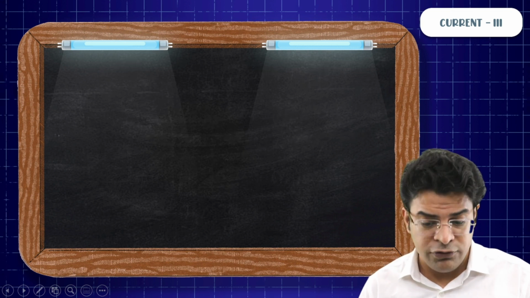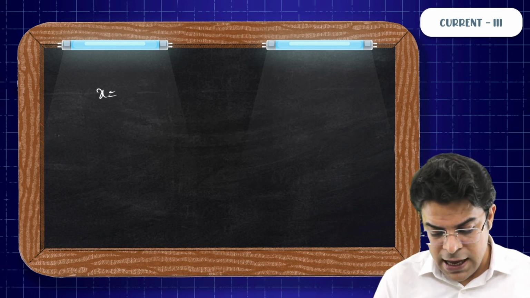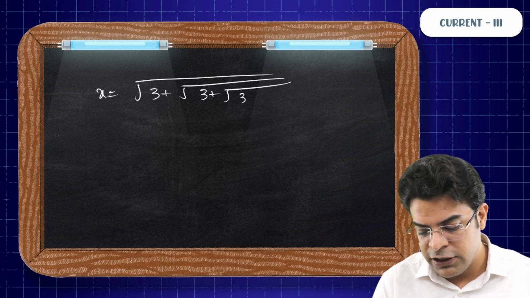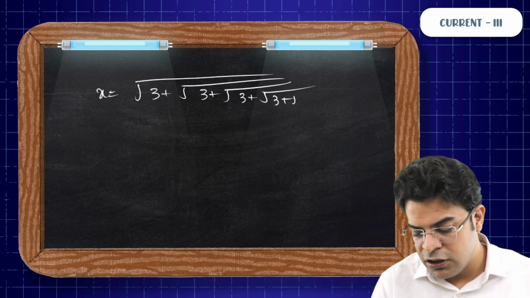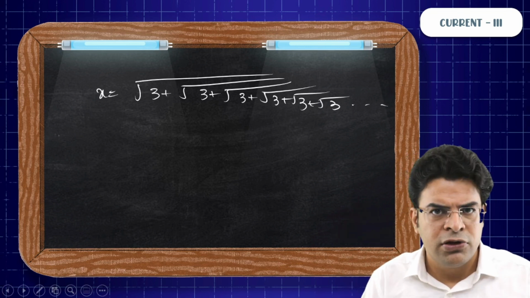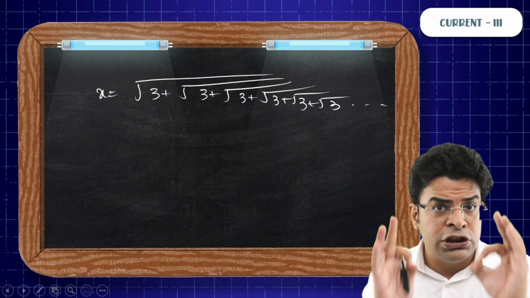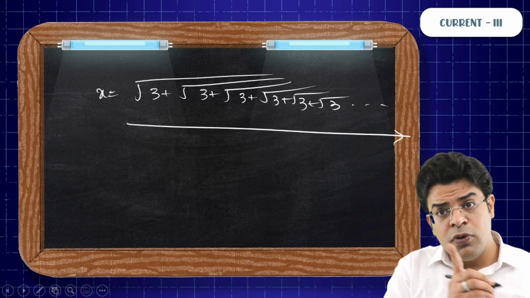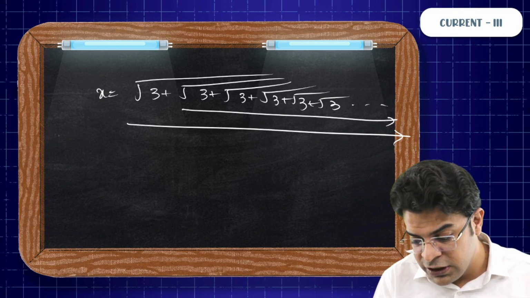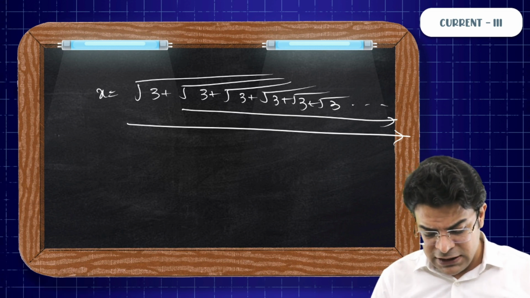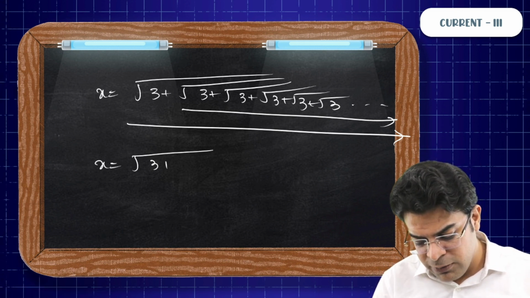Tomorrow, if I give you a question like x equals under root of 3 plus under root of 3 plus under root of 3 plus under root of 3 till eternity, what is the answer? The same procedure is used to solve. You will say if this whole thing going up to infinity is x, then this whole thing going up to infinity also has to be x. So you will say that x equals under root of 3 plus x.